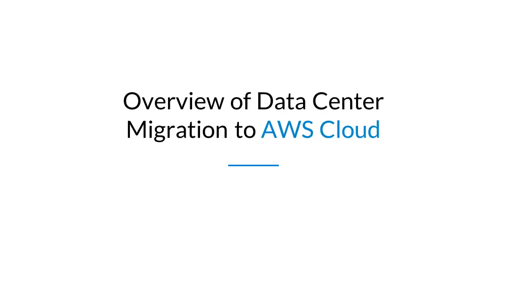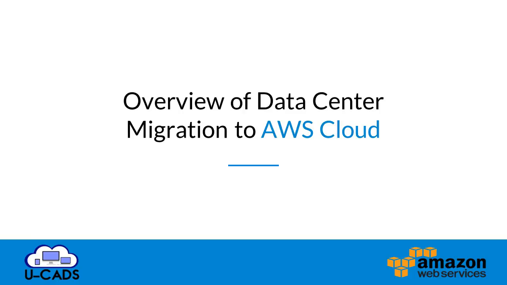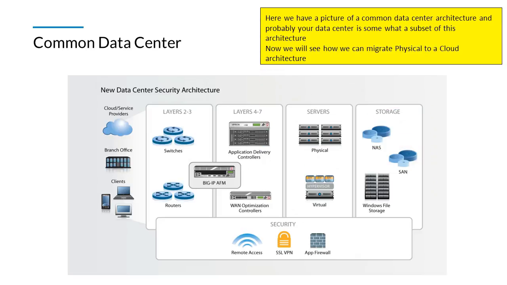Overview of data center migration to AWS Cloud. Common data center. Here we have a picture of a common data center architecture, and probably your data center is somewhat a subset of this architecture. Now we will see how we can migrate physical to a cloud architecture.